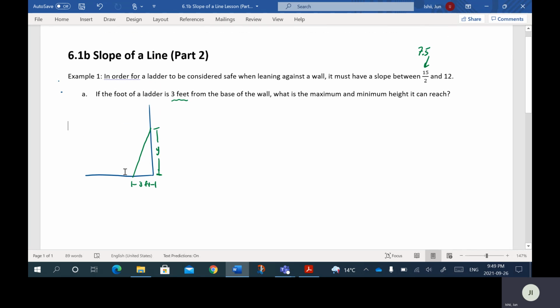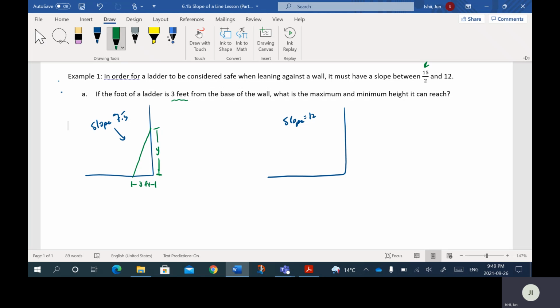So for example, let's just say that this is a sketch of the ladder having a slope of, say, 7.5. Let's add that in here. So this is the diagram for a slope of 7.5. Now, if I wanted to draw another scenario, the slope of 12.